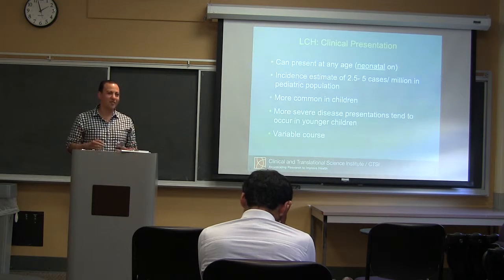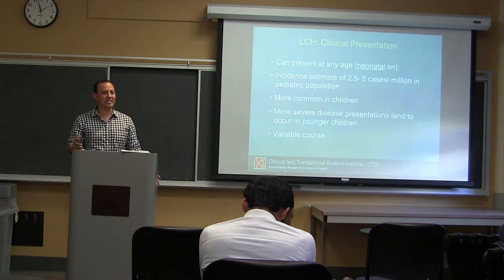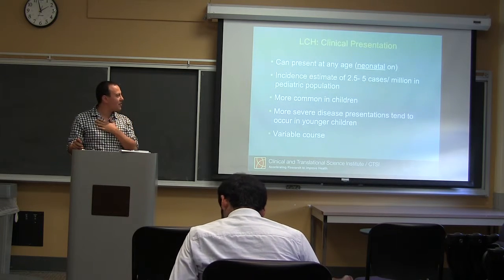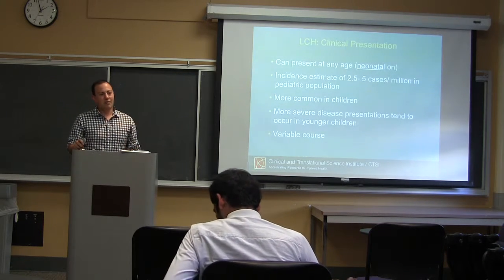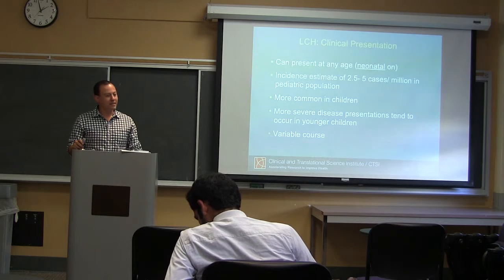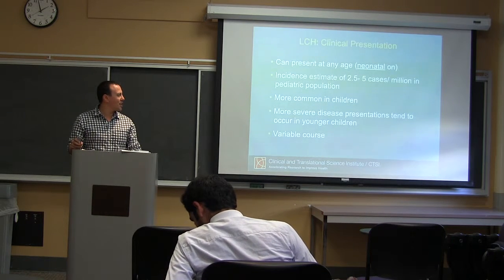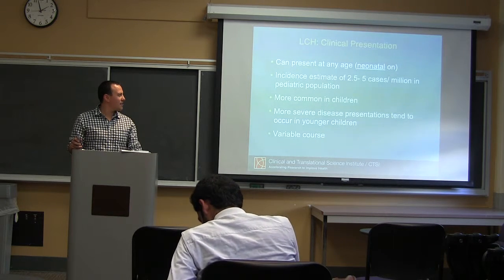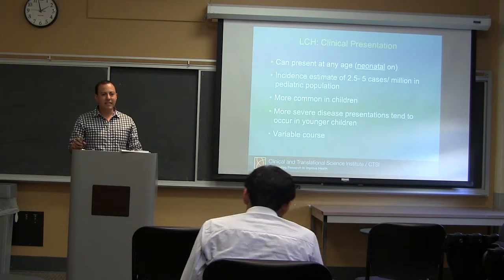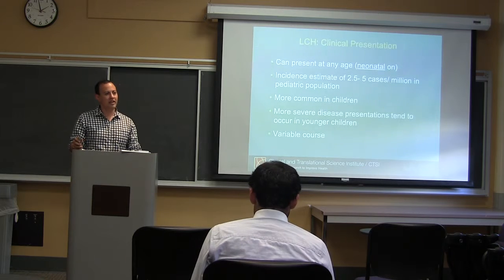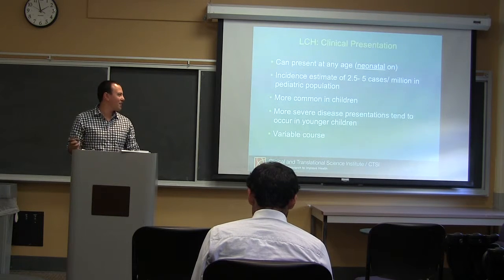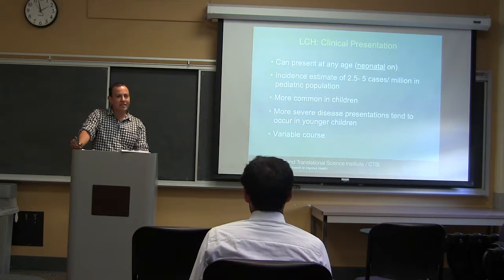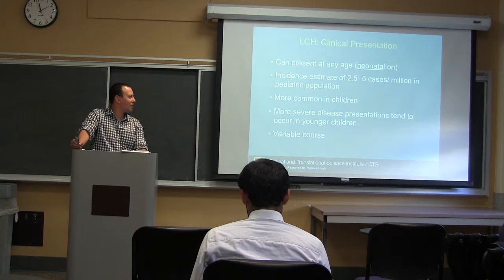So it really is a very variable disease, both in presentation and course. Interestingly enough, you can see it at almost any age. You can see it in brand new newborn babies, and you can see it in older adults as well. It's a rare disease, and a lot of it is probably underdiagnosed, so it's a little unclear, but our best estimate is probably 2.5 to 5 cases per million. So it's not terribly rare, but it is still pretty rare.